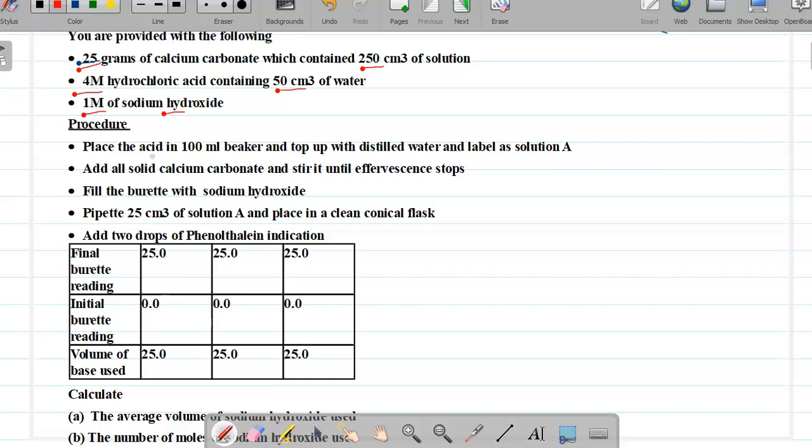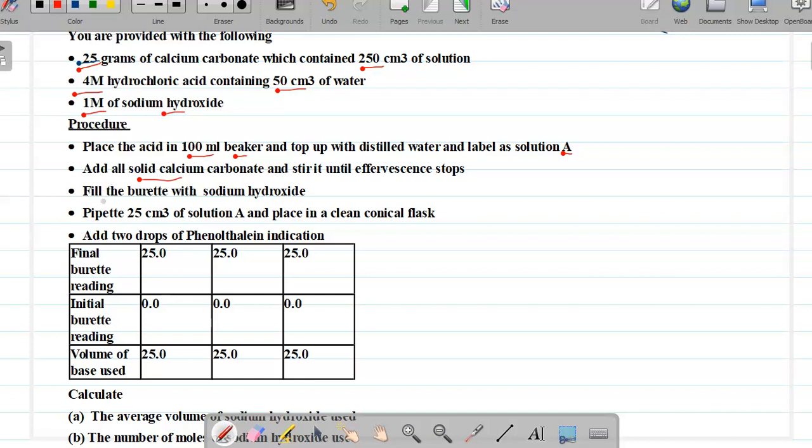First you place the acid in a 100 ml beaker, then you top up with distilled water and label it as solution A. Then you add the solid carbonate, which is the 25 gram, and stir it until effervescence is established. There are two options here. You can add the solid carbonate to the original 50 of acid, or you can add it after diluting. There is no problem. Whatever you do, you put the acid in a beaker, add the solid, and dilute it up to 100. Then you have formed a new solution, and you label it solution A.